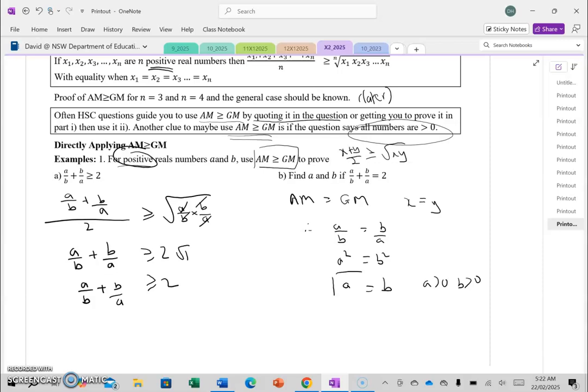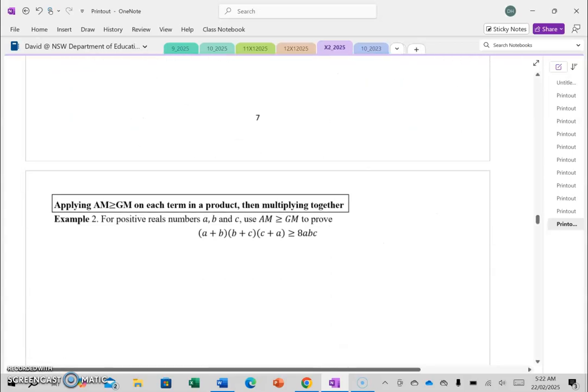Okay, now that's a relationship between A and B. It's not actually the values of A and B. Convince yourself that as long as A equals B, this result will be true. Because if A equals B, that becomes 1 plus 1 is equal to 2, which is always true. So there's an infinite amount of answers where A equals B. Alright, moving on.